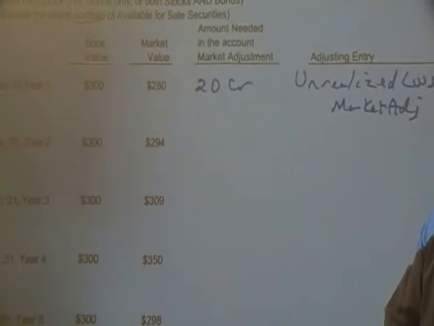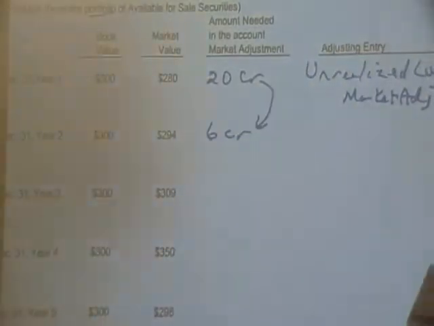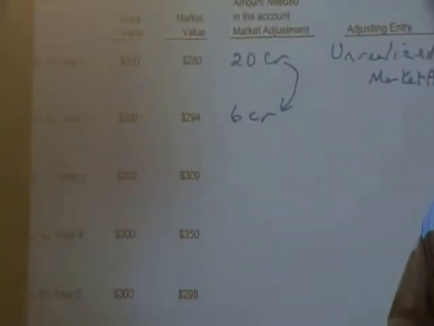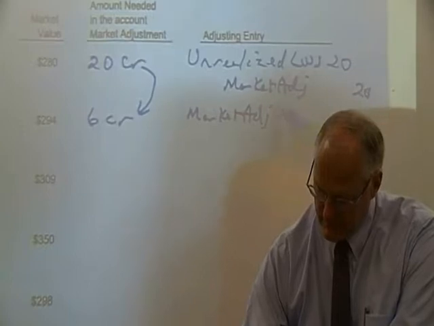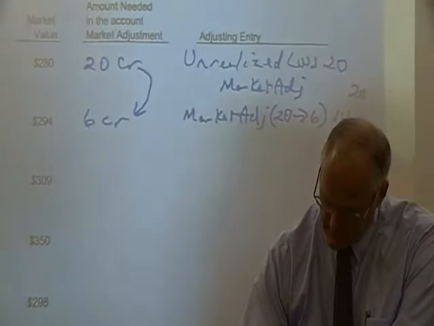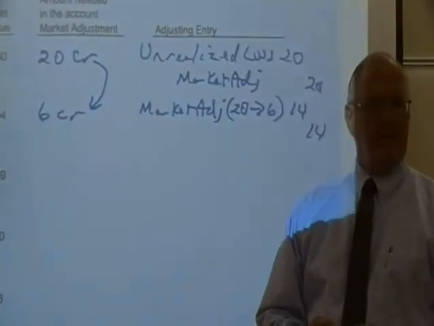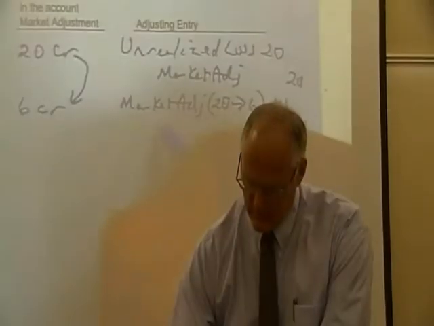Going up, going down? So in the second year, book is still 300, market's 294, market is below. So now we need a $6 credit in the market adjustment. But unfortunately, it already had a $20 credit in the account. So to make that credit get smaller, we're going to have to debit the market adjustment to go from last year's balance of 20 to this year's balance of 6. So that's a change of $14. Now here's where it becomes a little bit different. The credit in this case is not to an unrealized gain. The credit stays with unrealized loss.